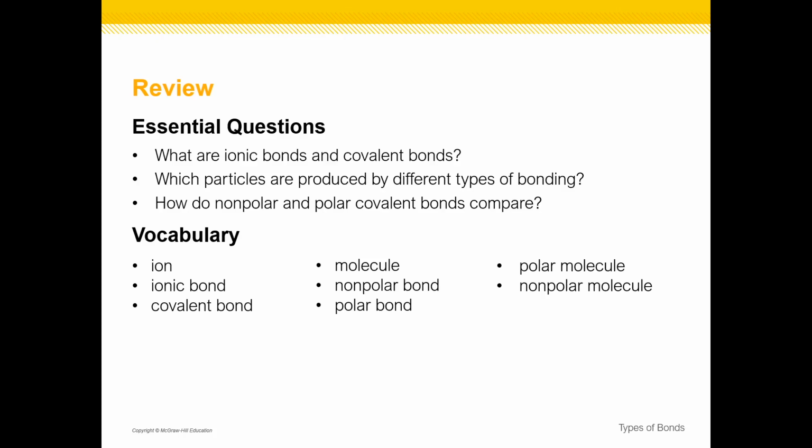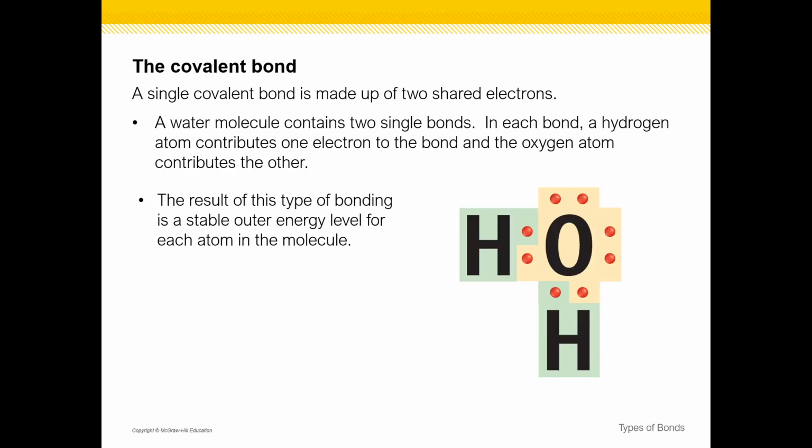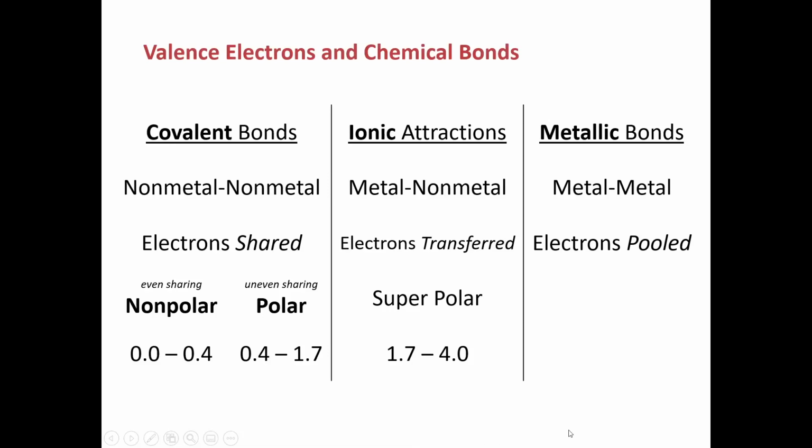So important vocabulary terms for this section: we need to know what an ion is. We need to be able to compare ionic bonds with covalent bonds. We need to know what molecules are, the difference between polar molecules and nonpolar molecules, as well as polar and nonpolar bonds. It all goes back to the electronegativity. If you're going to have one main thing in your notes, it's going to be this table right here. This table highlights the differences in covalent and ionic bonds, as well as metallic. Covalent is between two nonmetals, metallic between two metals, ionic between a metal and a nonmetal.